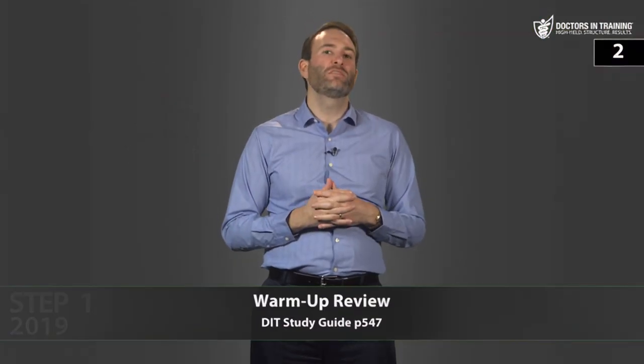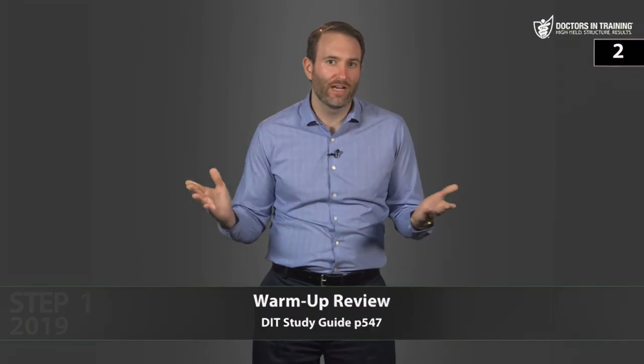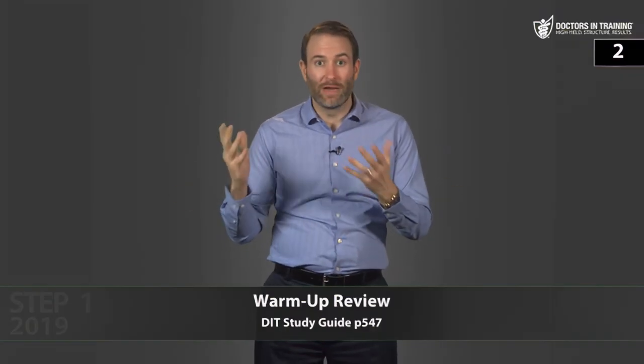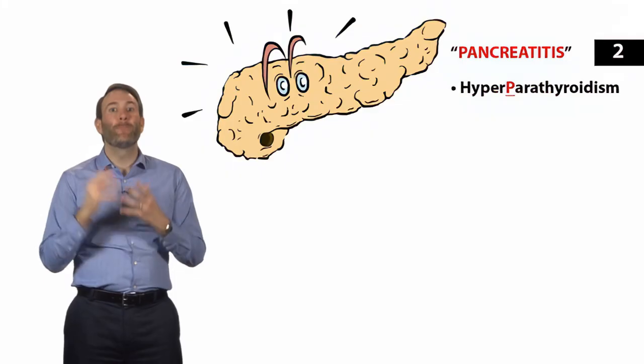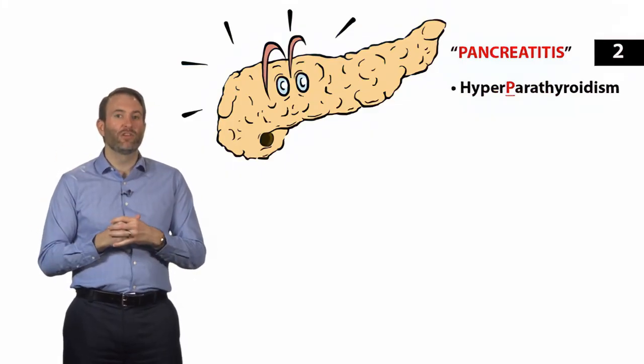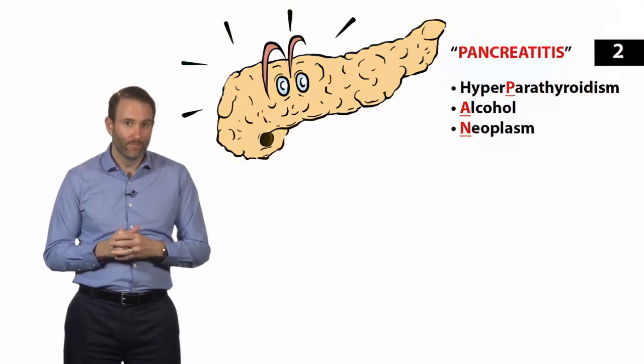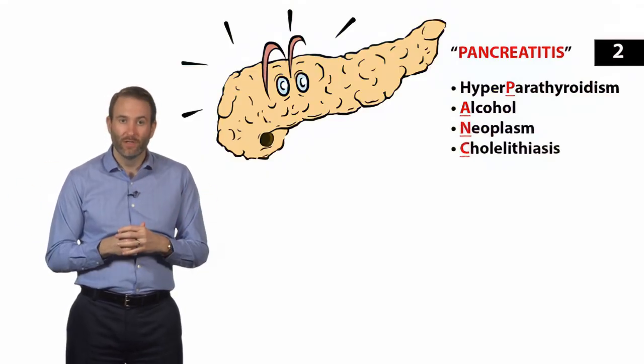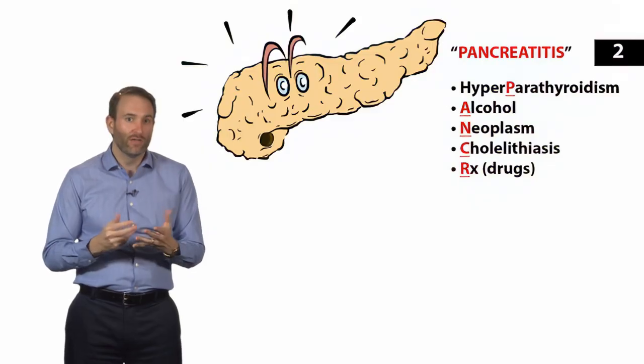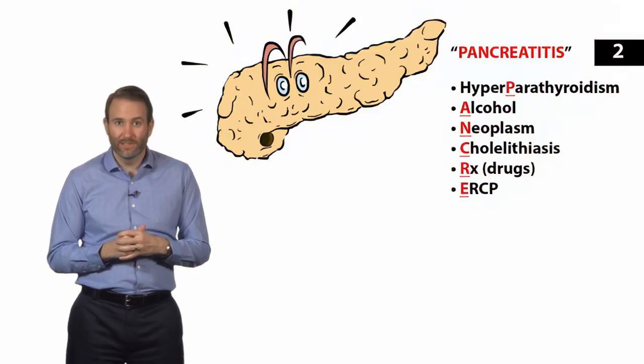Next, what are the possible etiologies of acute pancreatitis? So the mnemonic is actually the word pancreatitis. P is for hyperparathyroidism because that can potentially cause hypercalcemia. Alcohol, neoplasm, cholelithiasis, a big one. RX is for the R, so that's drugs. ERCP can lead to this.